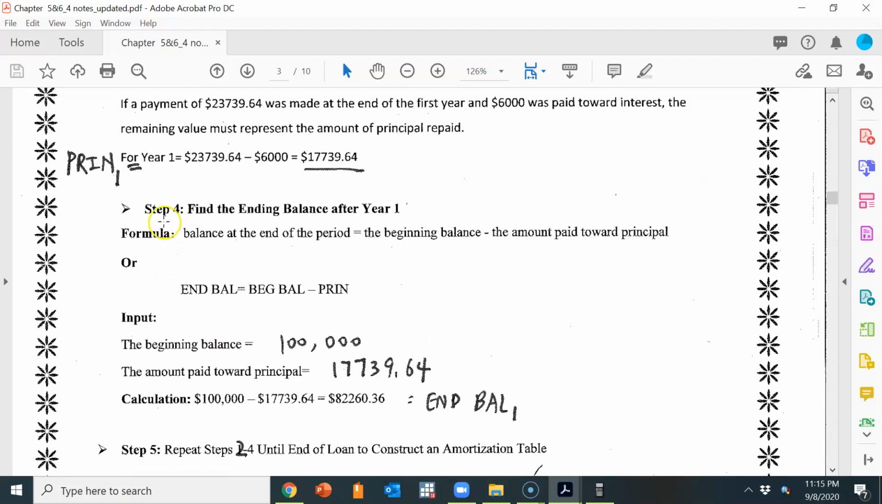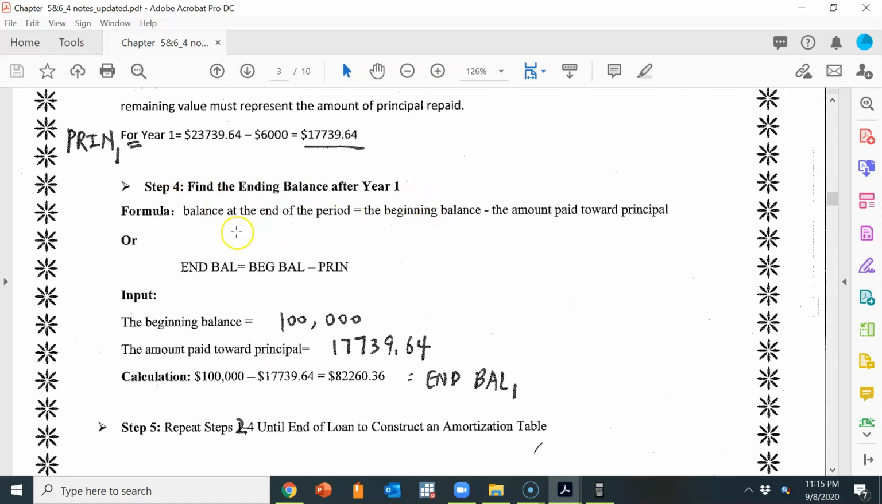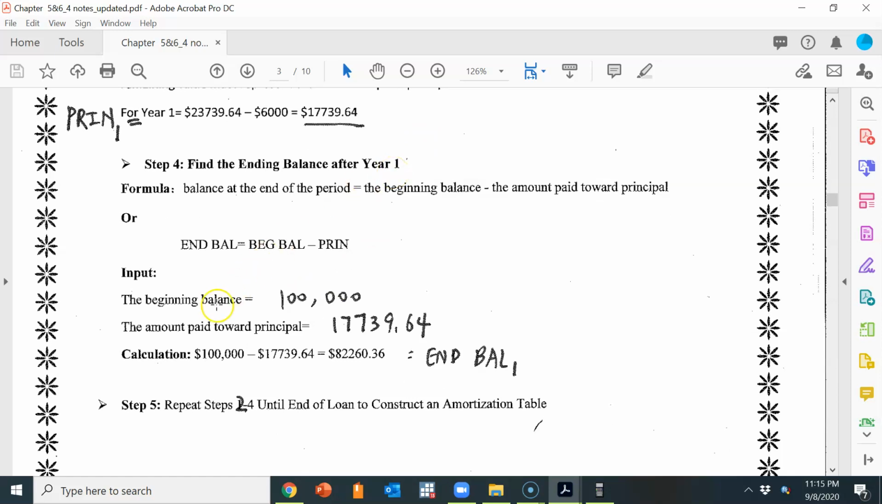Step 4, let's find out the ending balance after the first year. The ending balance at the end of the first year, or each year, is the beginning balance in that year minus the amount paid towards principal. So the ending balance, ENDBAL, equals beginning balance, BGBAL, minus the principal payment, PRIN. For the first year, we know our beginning balance is 100,000. That's the original loan amount.